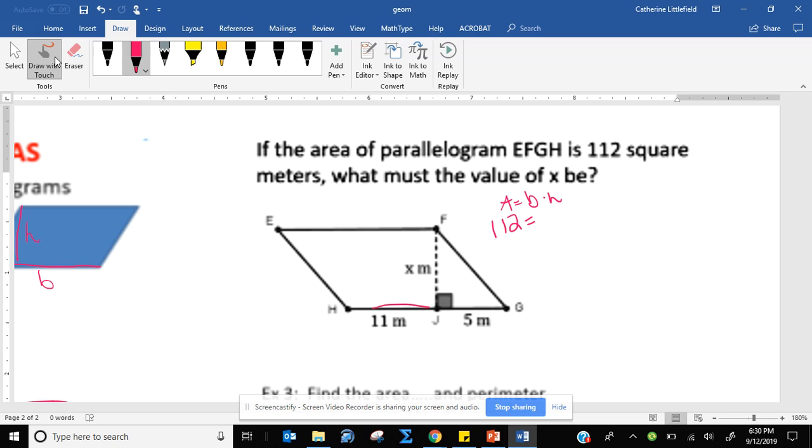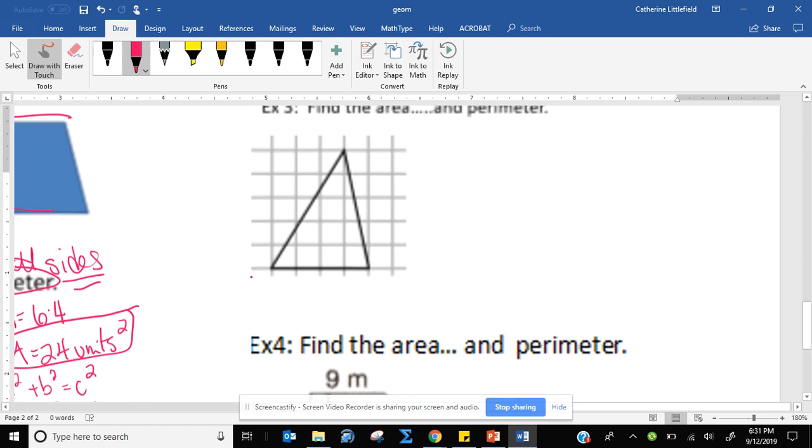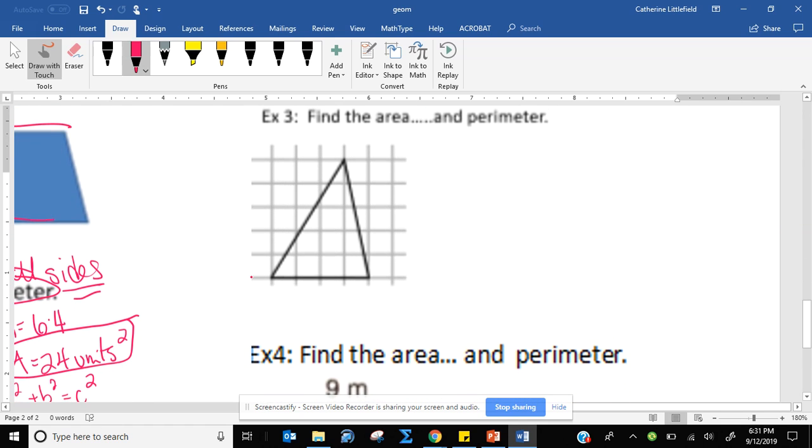We know that the base is 11 plus 5, so that's going to be 16, and they told me that height is going to represent x. So if I divide both sides by 16 to get x alone, that's how I solve. So 112 divided by 16 should be 7 meters. So that was example number 2. Pretty easy, right?